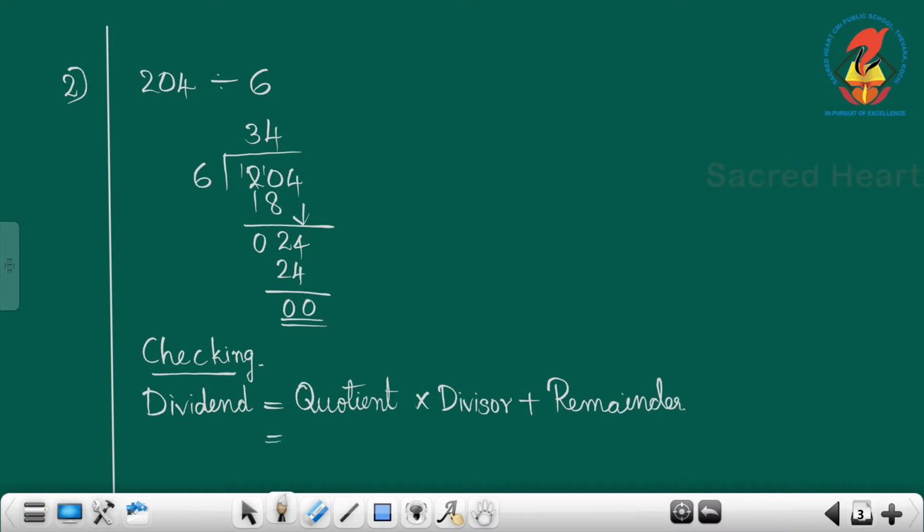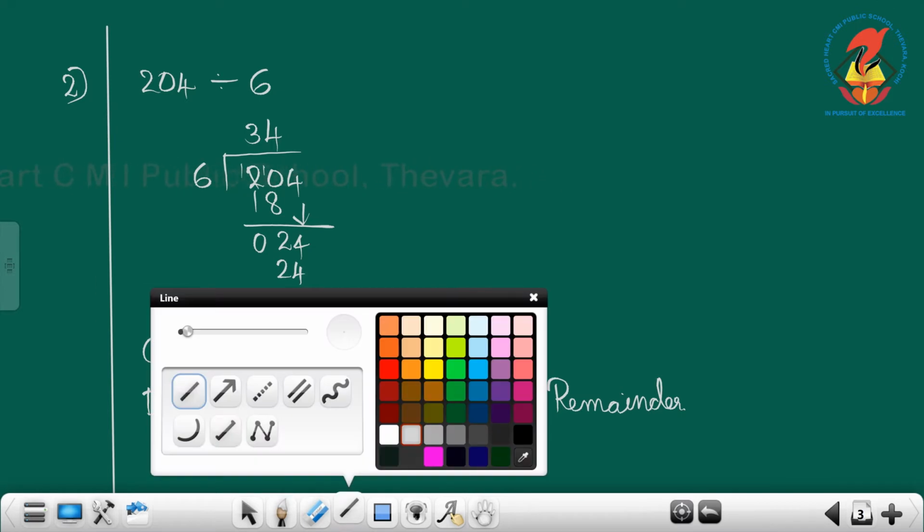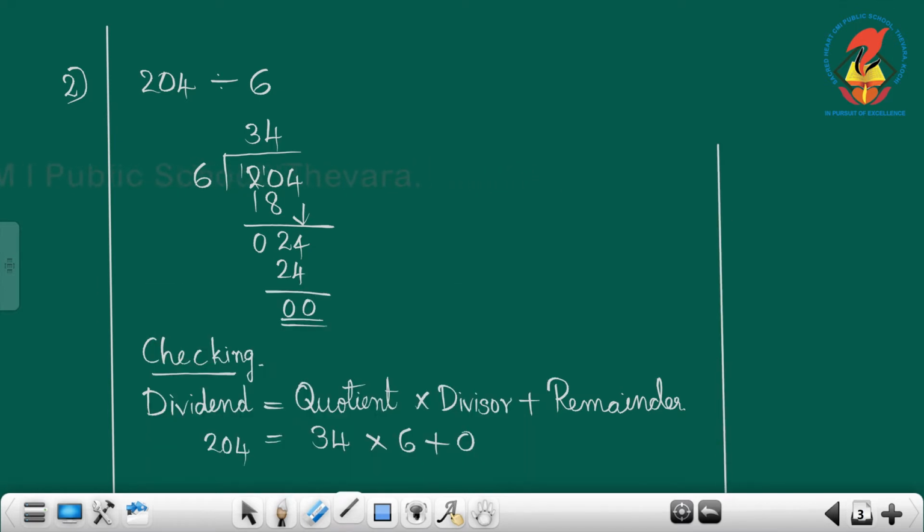Here what is the quotient? The answer in division is called quotient. Quotient is 34 multiplied by, what is the divisor? It's 6 plus remainder 0. Here the dividend is 204. So do that multiplication in the working column.